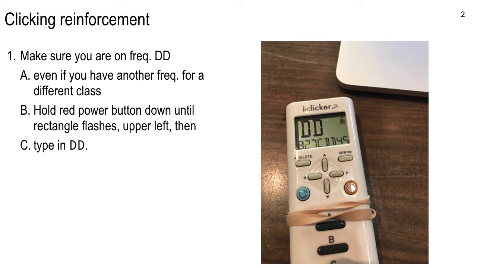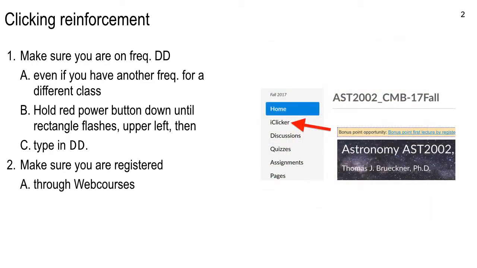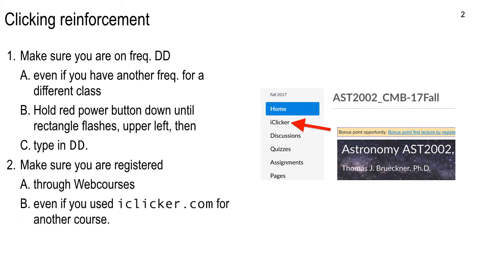I've gone over this about 9 zillion times the first half of the course, but it seems like we still need a little reinforcement. Another thing, make sure you register. You've got to register through web courses. If you register through iClicker.com for another class, that's lovely, but it's not going to get you on my roster. We have 600 students. We have to go through web courses, so iClicker.com does not cut it for me. You've got to get on that roster. The only way to do that is through iClicker or through web courses.